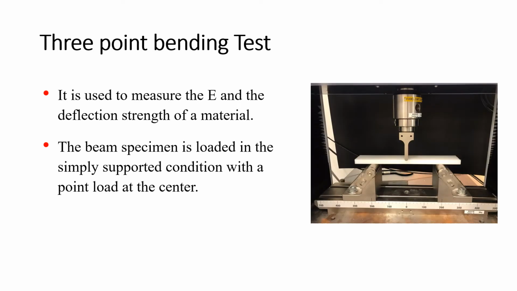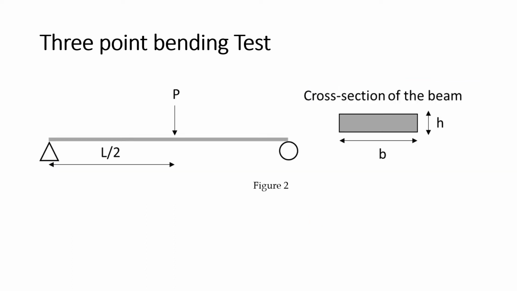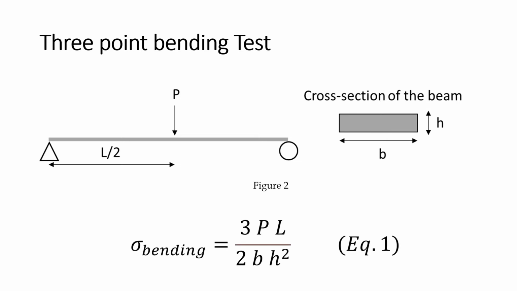3-point bending test. The 3-point bending test is a classical experiment in mechanics used to measure the Young's modulus and the deflection strength of a material. The beam specimen is loaded in a simply supported condition with a point load at the center. The bending stress of the beam can be calculated with the next equation: 3PL over 2B squared H, where P is the point load, L is the span length between two supports, H is the height of the beam section, and B is the width of the beam section.